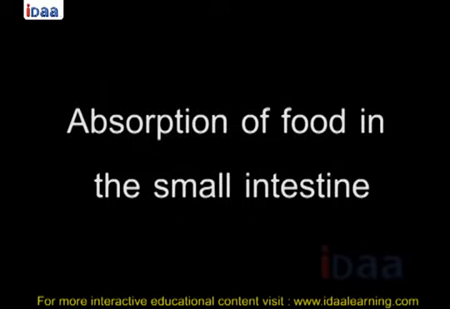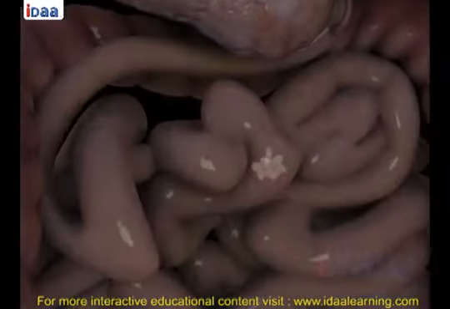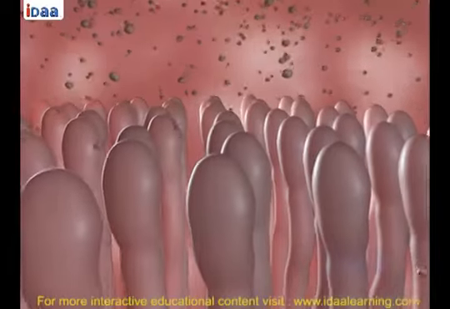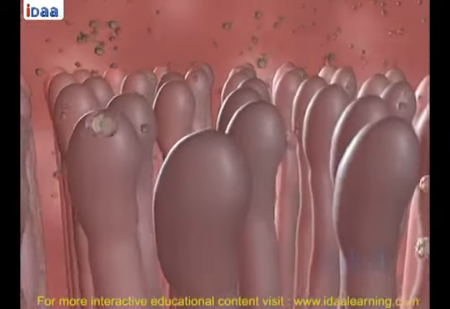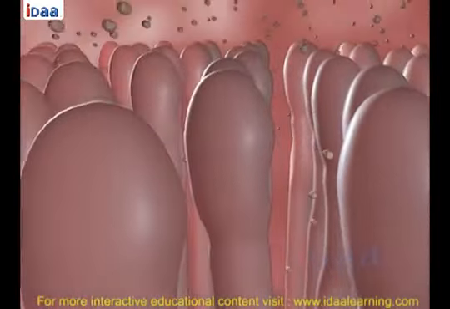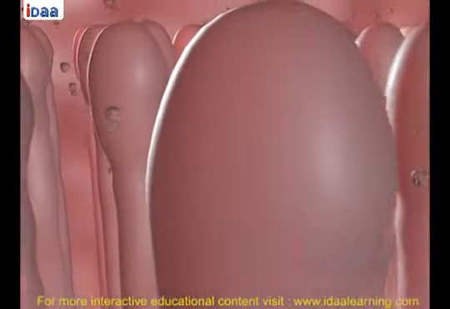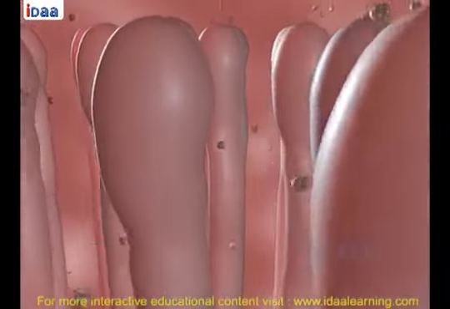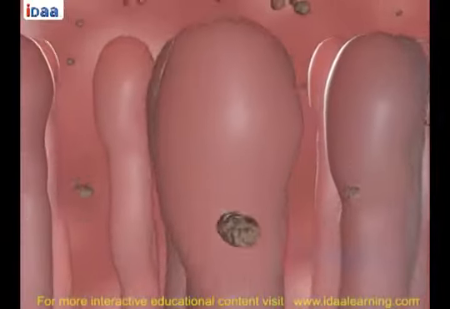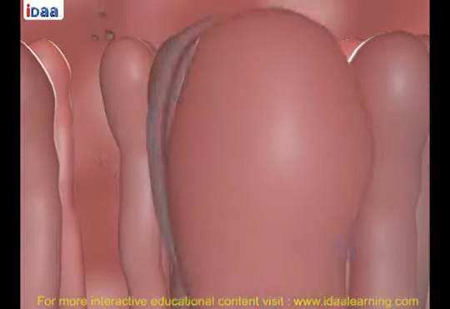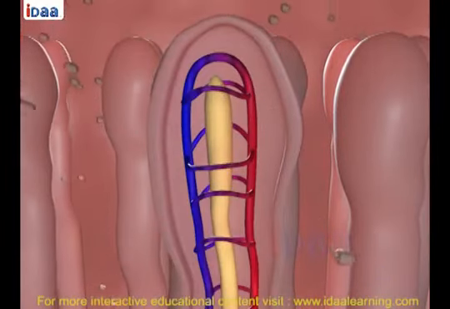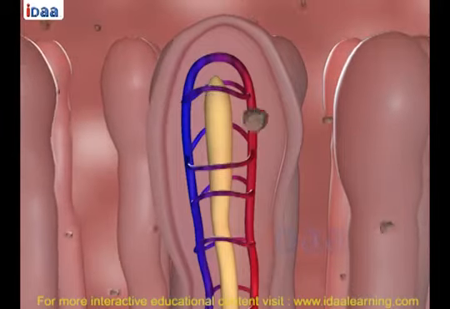Absorption of food in the small intestine. The inner wall of the small intestine has finger-like projections called villi, which have a network of thin blood vessels close to the surface. The villus increases the surface area of absorption and absorbs the digested food materials.